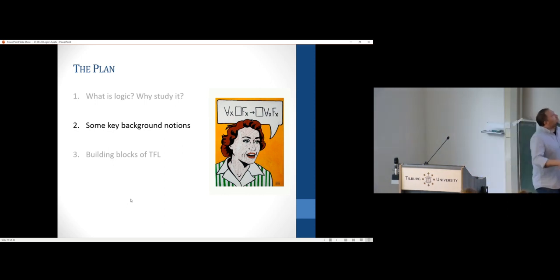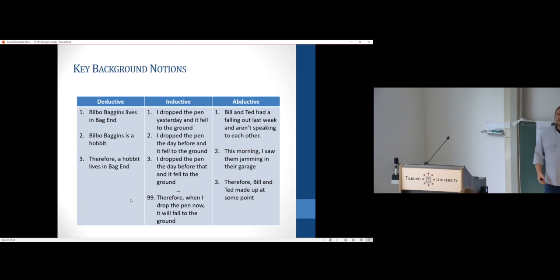So, first thing to do, some background notions, is that not all arguments are created equal in terms of goodness and badness, but there are also different kinds of arguments. One type of argument is a deductive argument. This is what we've been looking at so far.